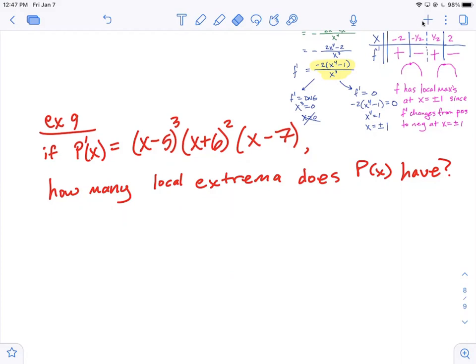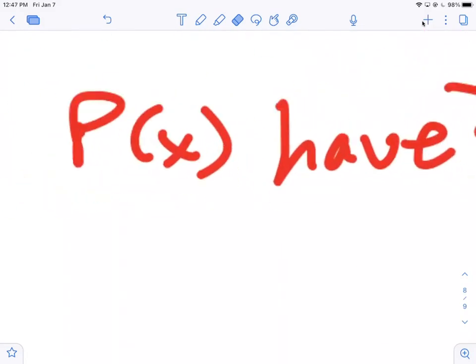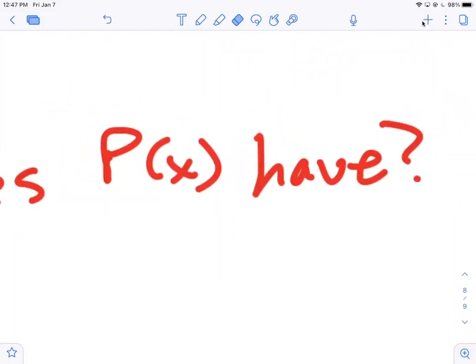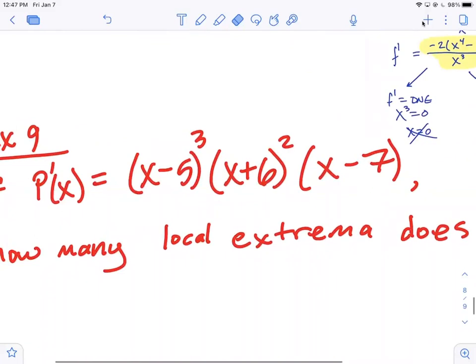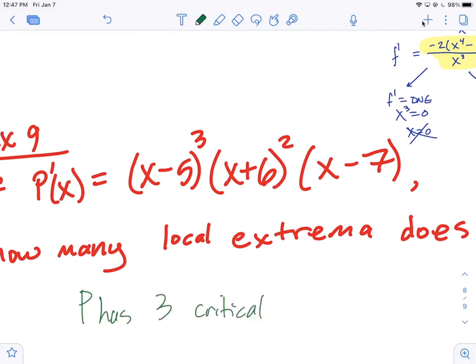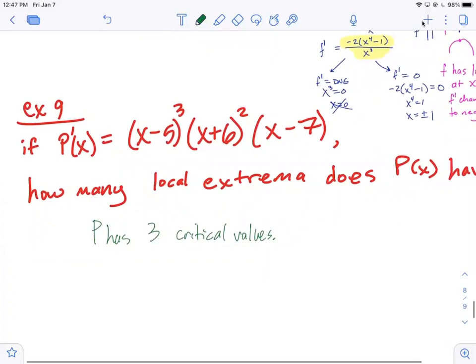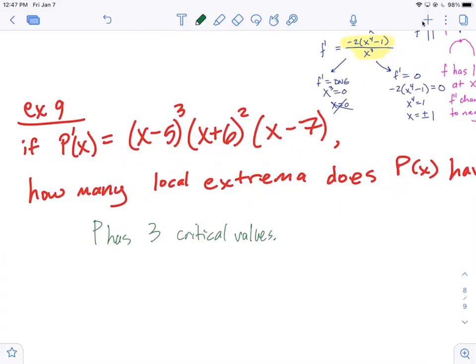But all we need to realize is, okay, P is going to have local max or mins at its critical values. That's where its derivative is 0 or undefined. Here is the factored version of its derivative, which is a factored polynomial. So it's never undefined. It has how many critical values? Good. P has 3 critical values. Now that might be a question, right? If this were a multiple choice, sometimes it's that easy. How many critical values does P have? As long as you realize that you're given the derivative in factored form. And they happen to be 5, -6, and 7, right?